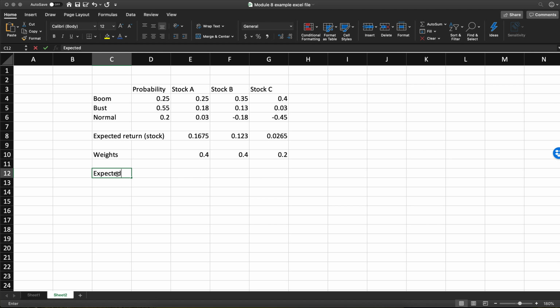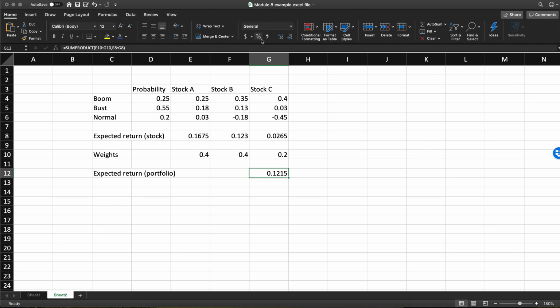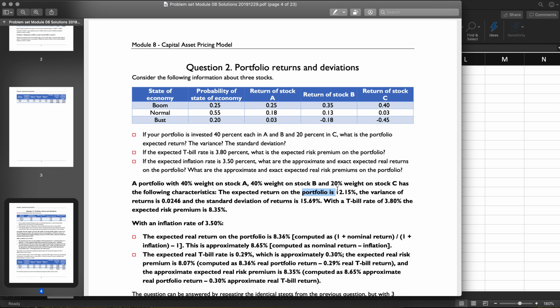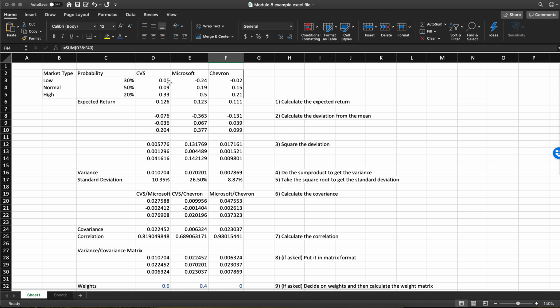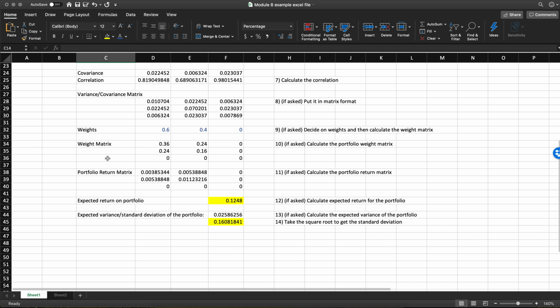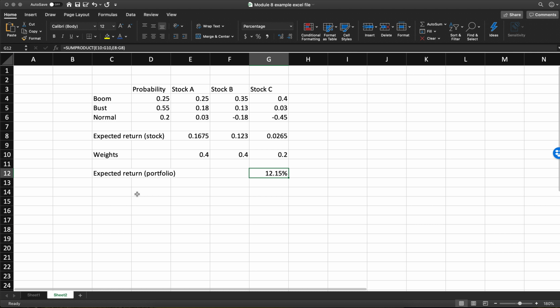And if we have the weights and the expected return for each of these stocks, then we can calculate the expected return on the portfolio. Another sum product. 12.15%, which we see right here. Now, on an earlier module, we used CVS, Microsoft, and Chevron, and we did this exact same calculation. You can see we did a lot of work to get here. We're going to do the shortcut today.